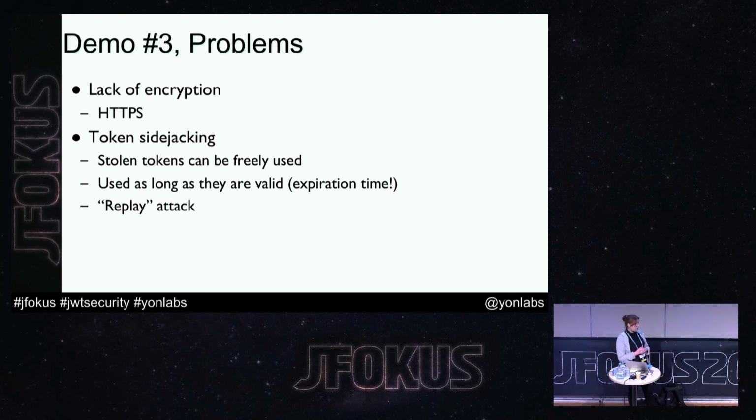So this was an example of token sidejacking. Stolen tokens can be freely used, and the server can't protect against that. They can be used only as long as they are valid. So you see how important it is to set a correct, not so long expiration time. And I've seen in many applications that expiration time is like 30 days, so definitely too long. And it was an example of a replay attack.